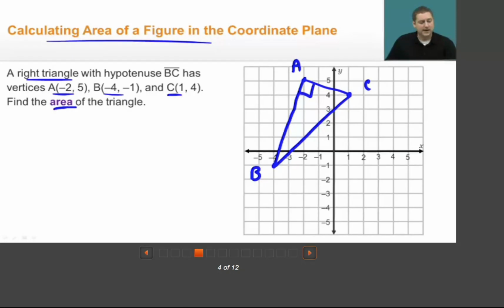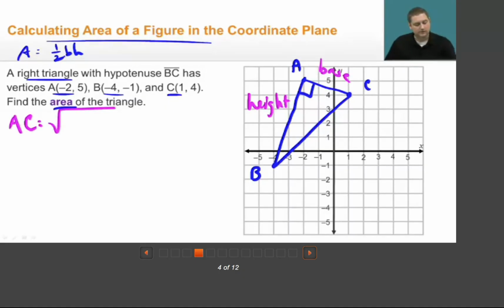That makes sense because that shows us the right angle at angle A. We want to find the area. And the area of a triangle is equivalent to 1/2 base times height. So I need to identify the base, which is going to be AC, and the height, which is going to be AB. So let's start with AC.